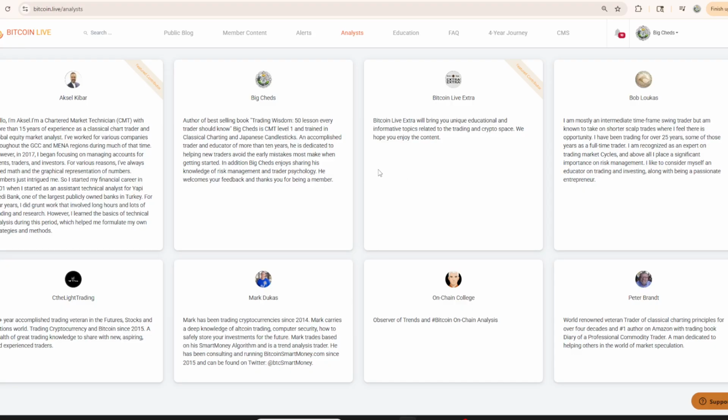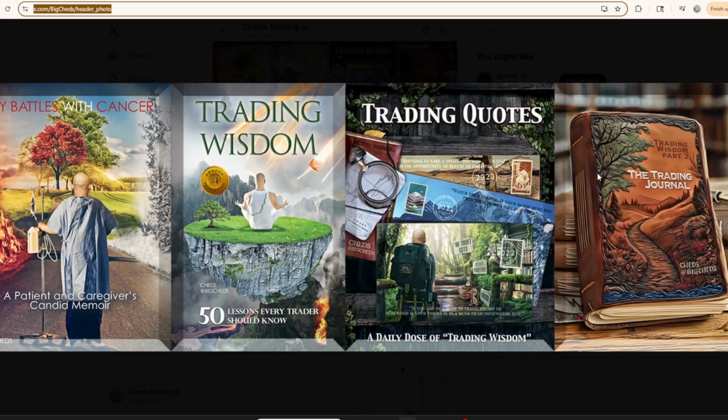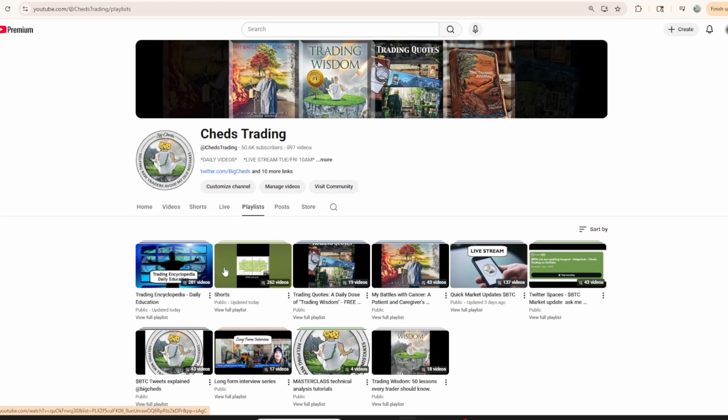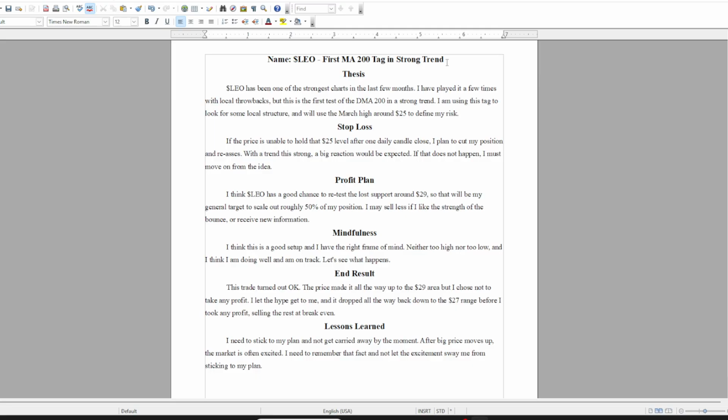For today's lesson, we're going to take a look at a sample trading journal entry from my fourth book, The Trading Journal: Trading Wisdom Part 2. As you know, I'm making the entire book free. It's going to go into this Trading Encyclopedia playlist. Why you should use a trading journal, good trader habits, emotional management, and sample trading journal entries, sample trading ideas. And one of them is the idea of a first MA200 tag in a strong trend.